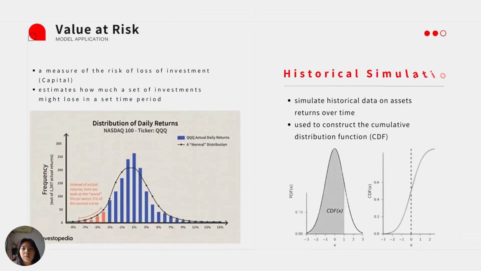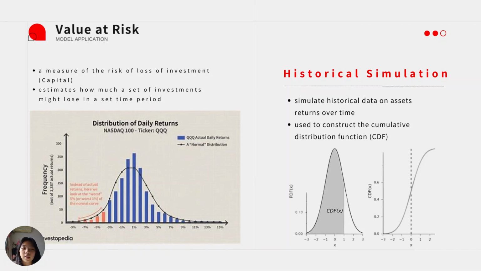The first one is the value at risk, or abbreviated as VAR. This is quite commonly used as a measure of the risk of loss of investment or capital, and it estimates how much a set of investments might lose in a set period of time. Before any calculations, we need to know that this model is based on historical simulation, where we simulate historical data on asset returns over time.